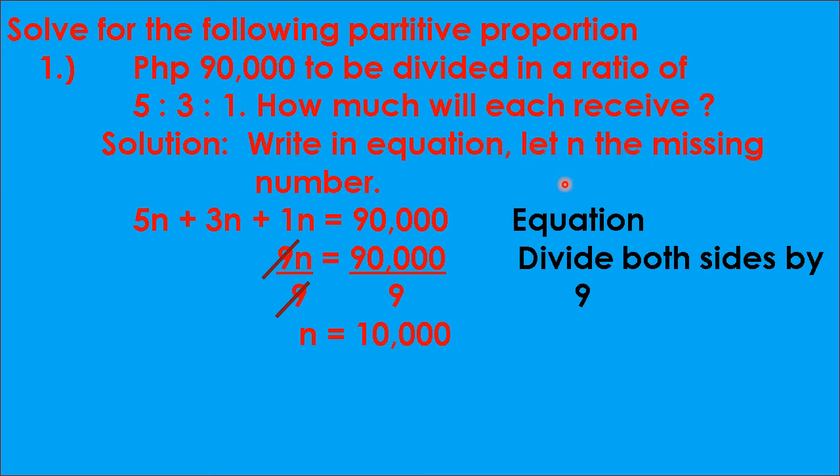So we are going to add the left side. So 5 plus 3 plus 1 is equal to 9, and n. So 9n is equal to 90,000. Now we are going to divide both sides by 9. So 9n divided by 9 in the left side, and in the right side, 90,000 divided by 9. So in the left side we cancel 9. So the remaining is n is equal to 90,000 divided by 9 is equal to 10,000.